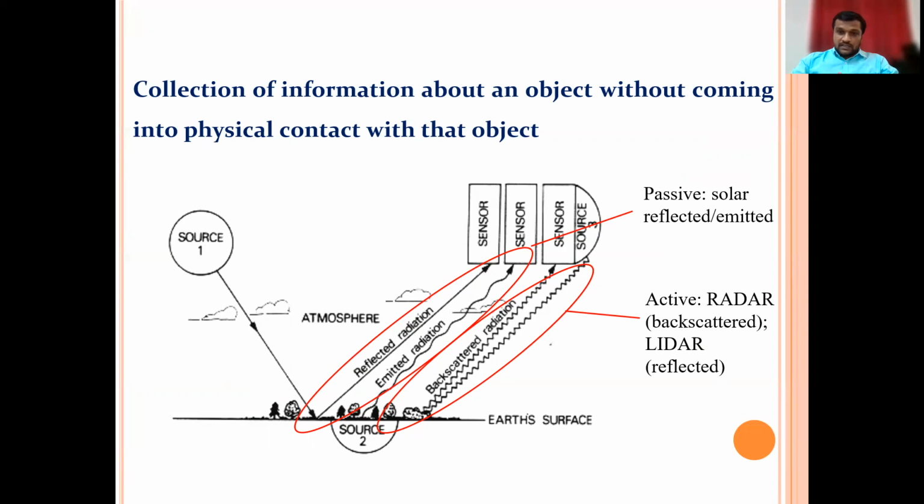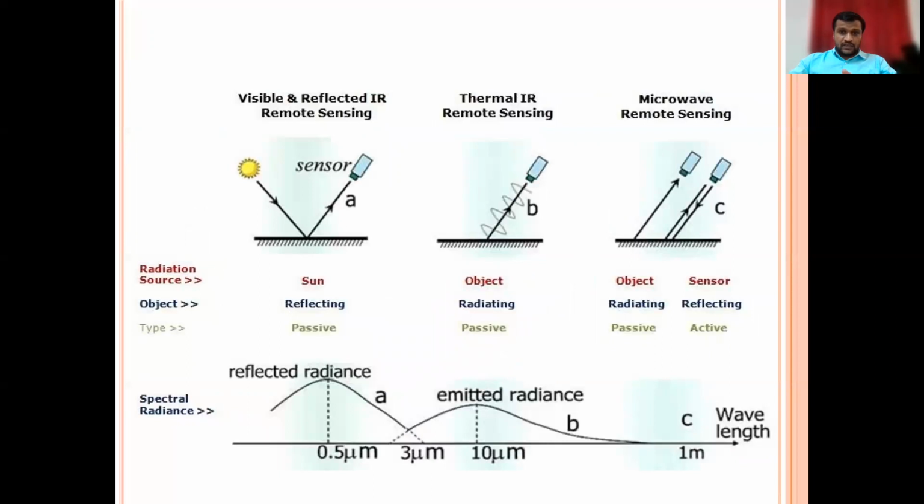First one is reflected radiation, and second one is emitted radiation. And third is active remote sensing. Active remote sensing is a kind of image acquisition through an artificial source of energy. The sensor itself produces its own source of energy, which is transmitted towards the target, back scattered, reflected back and captured by the sensor. Then we call it active remote sensing, like radar and lidar. These are active sensors, whereas passive sensors are totally based on solar radiation, or the energy coming from the sun.